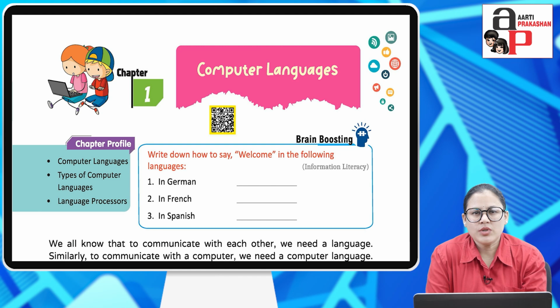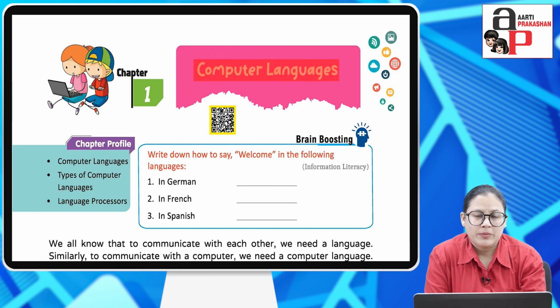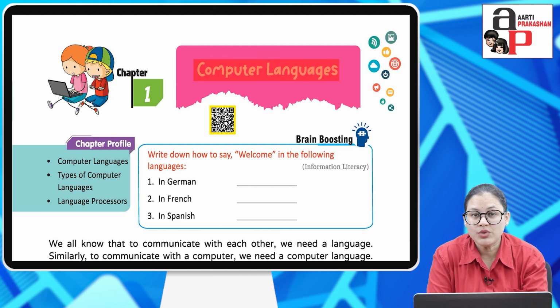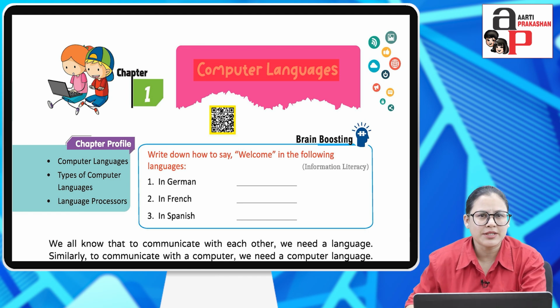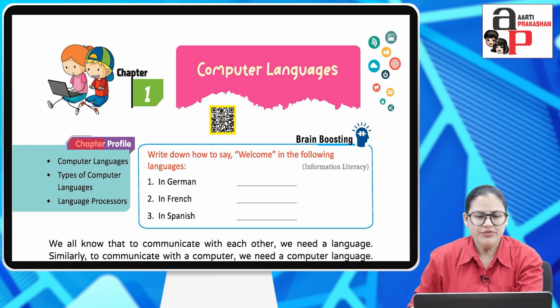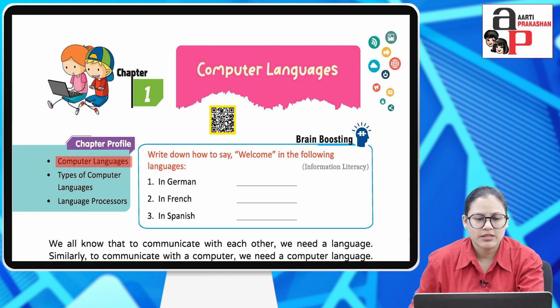Today we will talk about computer languages. Which language do computers understand, and how many types of computer languages are there? Okay, so let's get started with today's chapter, computer languages. Chapter profile: computer languages, types of computer languages and language processors.